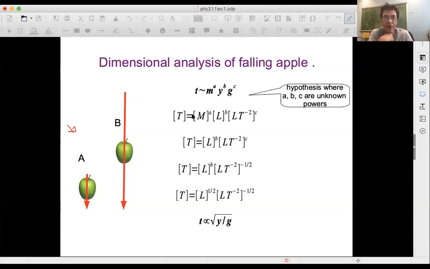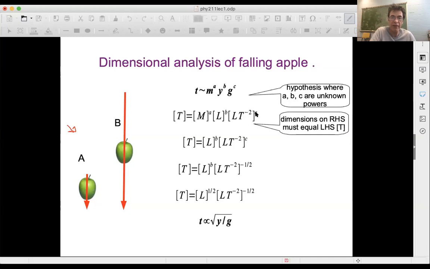Okay, so then I started filling in the dimensions of these four quantities. On the left, it's easy, right? That's time. On the right-hand side, I've got to fill in the dimensions of mass, uppercase M, length, distance, uppercase L, and acceleration of gravity. That's an acceleration. Its dimensions are length divided by time squared. I filled all those three things in. And you notice the little a, the little b, the little c. Those are those unknown powers, and I've got to figure those out.